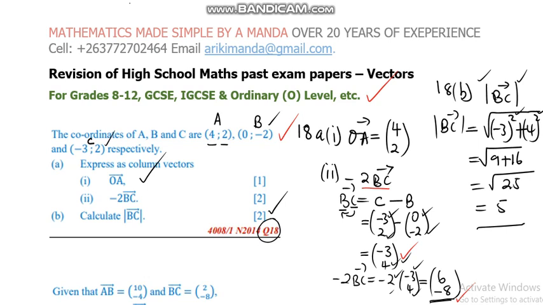This is how you attempt, how you answer such a given question in an exam. Can you follow the teacher's example and attempt the following questions?